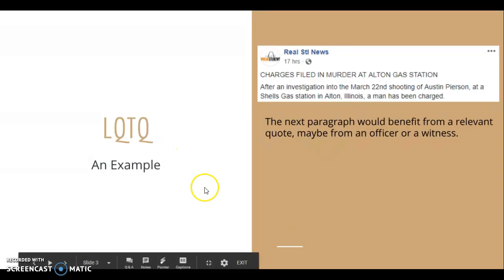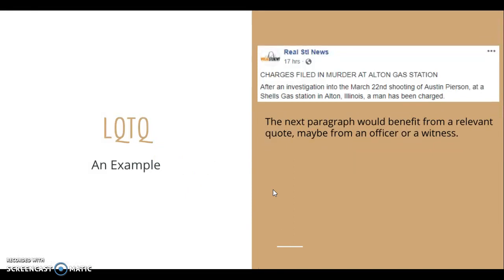Here's an example of LQTQ. I don't see you guys using the LQTQ format, which isn't necessarily bad at all. Generally, that upside down pyramid format is the most important part. The LQTQ just gives you a much more structured way of doing it. So this is just something more recent. Charges filed in murder at Alton gas station after an investigation into the March 22nd shooting, blah, blah, blah.